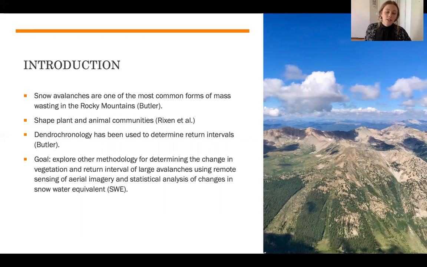So the goal for this project was to explore other methodology to determine the change in vegetation and return interval of large avalanches using remote sensing of aerial imagery and statistical analysis of changes in snow water equivalent, which I will refer to as SWE throughout this presentation.